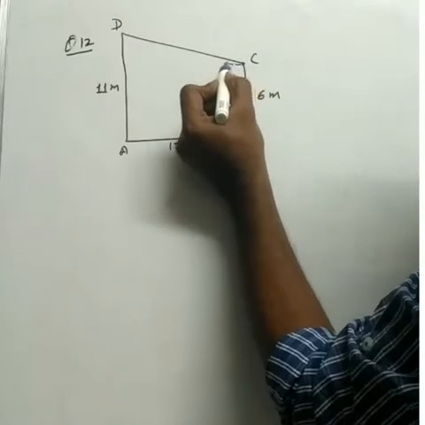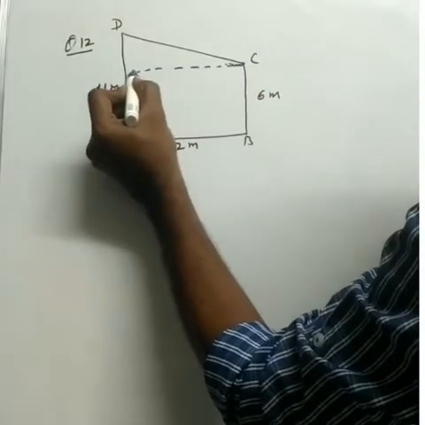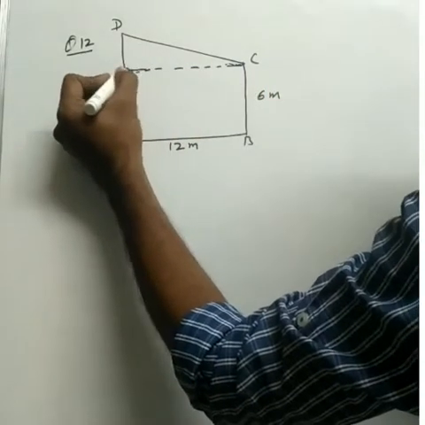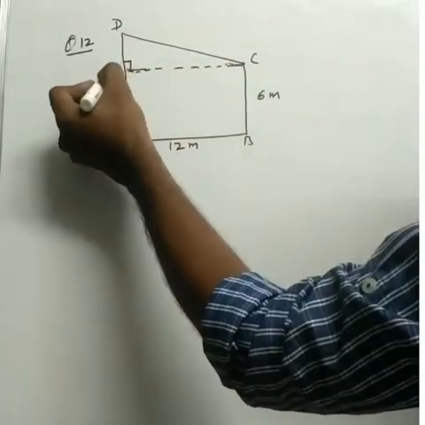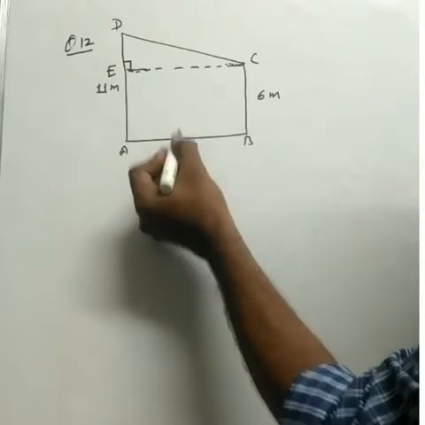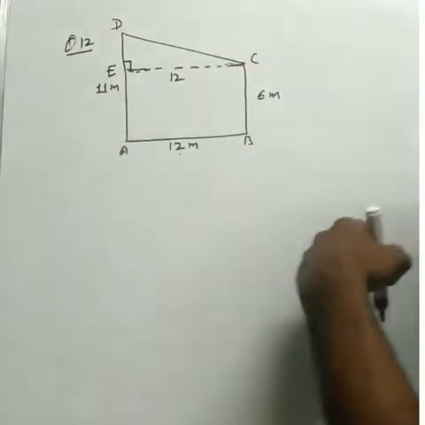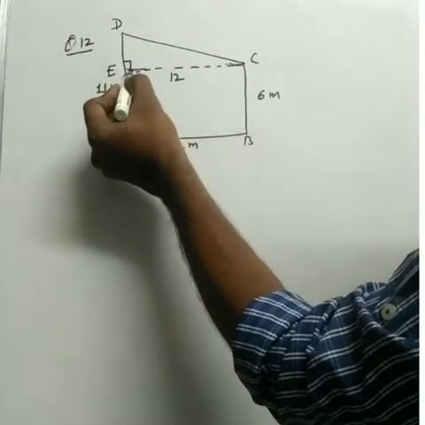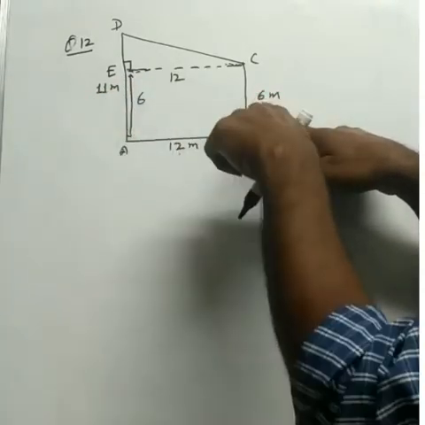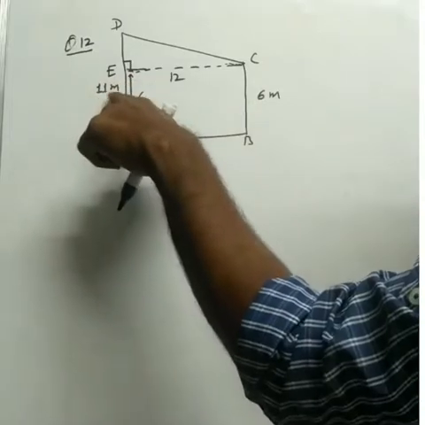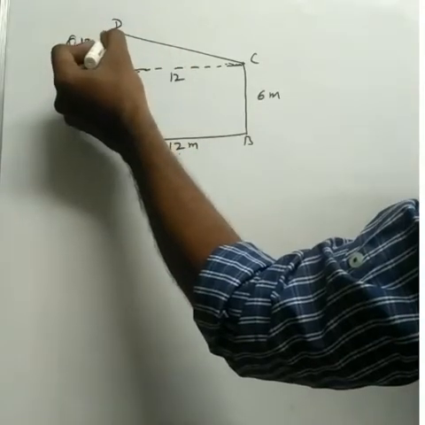We'll draw a line here that will be parallel to this base. So this angle will be 90 degrees. It is E. Since it is 12, it will be 12. From here to here, it will be 6. 11 minus 6 is 5. This height will be 5.